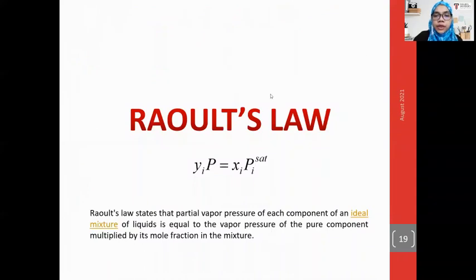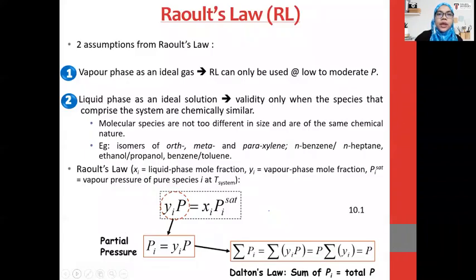Okay, for the first model, we have Raoult's law. This is the expression that represents Raoult's law, which states that the partial vapor pressure for each component of an ideal liquid mixture is equal to the vapor pressure of the pure component multiplied by its mole fraction in the mixture.